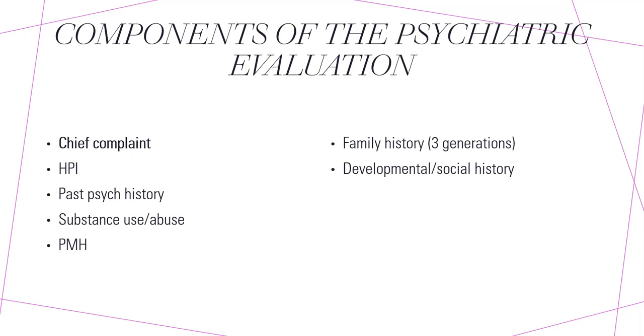Also, their developmental and social history. Did they walk on time, talk on time, potty train easily? Did they have a 504 plan in school? What type of issues may they have had when they were developing, and also social history. Where do they live? Who do they live with? What type of relationships? We'll go through that a little bit more later in this lecture.